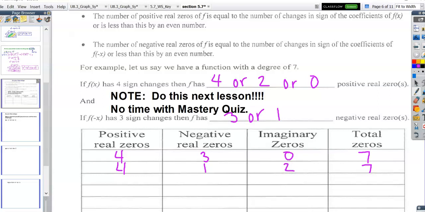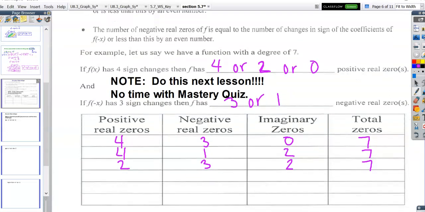And let's fill in the rest of the table. Let's say we had 2 positive zeros. If we had 2 positive zeros and then say we had 3 negative zeros, we still need to have 7 total, but we only have 5. So that would give us 2 imaginary zeros. And then if we had 2 positive zeros, this time we'll say we only have 1 negative zero. 2 plus 1 is 3. We still need that total of 7, so there would be 4 imaginary zeros.